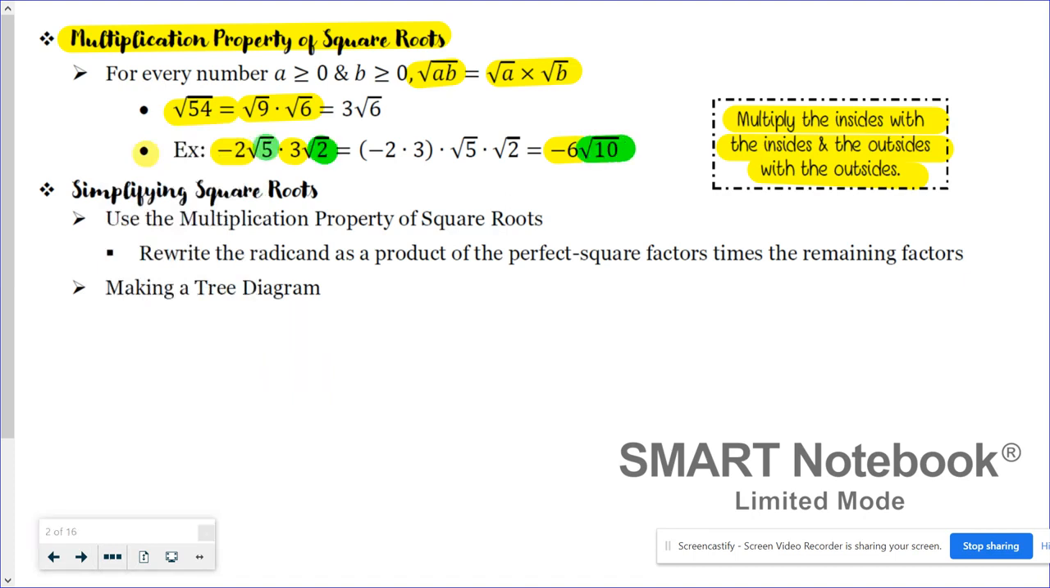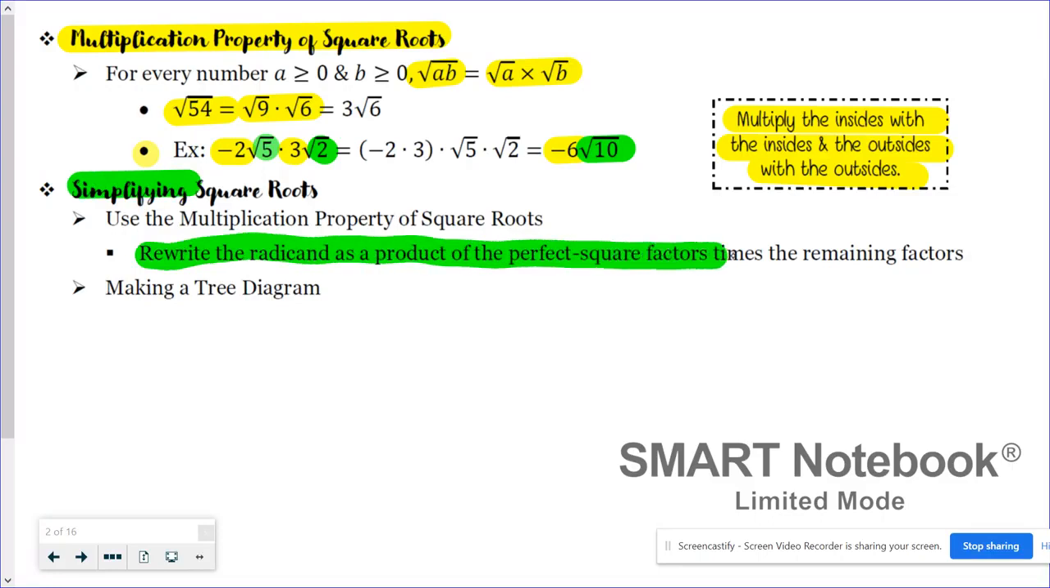Okay. So when you go to simplify square roots, we can use this multiplication property. We simply just need to rewrite the radicand as a product of the perfect square and something else. So going back to the square root of 54, if I'm going backwards, I can say, oh, well, 54 is 9 times 6, okay?